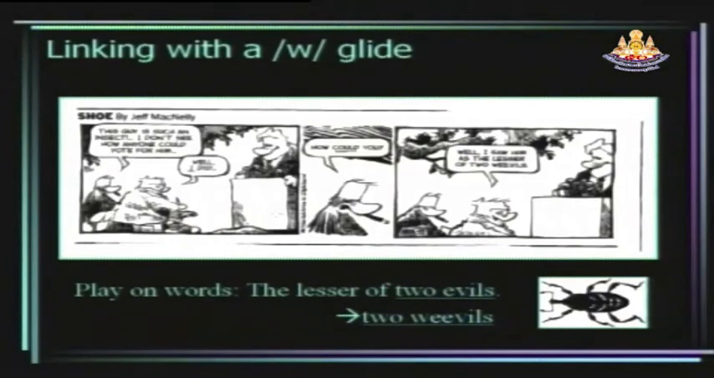This cartoon plays on words, and it plays on the idea of a W glide. The lesser of two evils means this person was better than the other person. I don't like him very much, but he was better than the other candidate. But weevil is a word that actually means bug. And if you remember, the first man says that politician is an insect. He's a bug. So here, the lesser of two weevils. Two weevils. And notice the W that is linking the two words, two and evil.